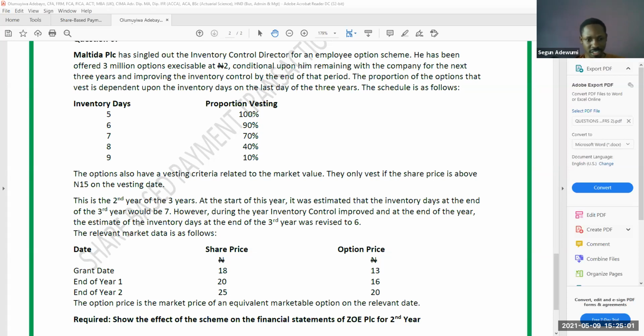At the second year, the next sentence is, however, during the year, inventory control improved. And at the end of the year, the estimate of the inventory days at the end of the third year was 6. So our understanding has improved. The estimate is now inventory days of 6, and we have to go with the current available information in computing the share option and the corresponding expense. So the second year, we are going to be using 6 inventory days that has a vesting proportion of 90%. That is just our position.